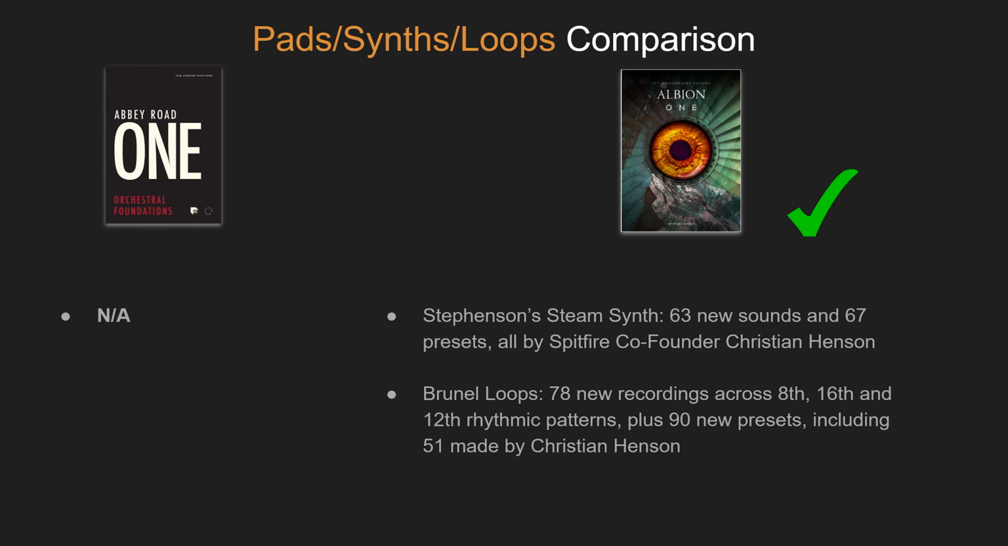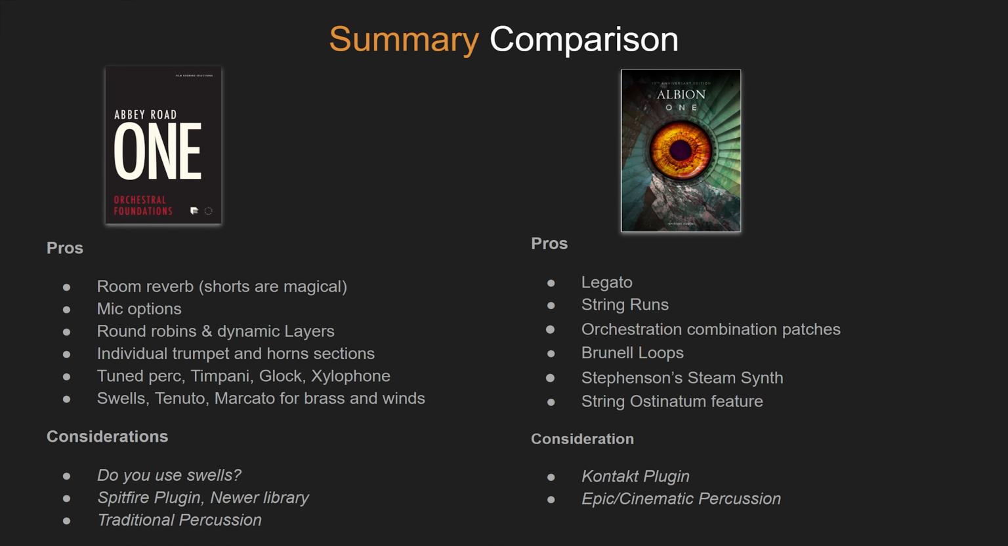Okay, as far as pads, synths, and loops, this is really a non-comparison, if you will, because Abbey Road One does not come with any of those kinds of elements. Albion One does, so there's the Stevenson's Steam synth. A lot of people don't really realize there's something like that there. And there's also the Brunel loops, where there's a bunch of rhythmic patterns and things like that. I think that's a really great demonstration done over the years by Spitfire and Home, showing people how to use that. Yeah, I think this is an obvious one. Winner goes to Albion One, gives it a little bit more value for the package.